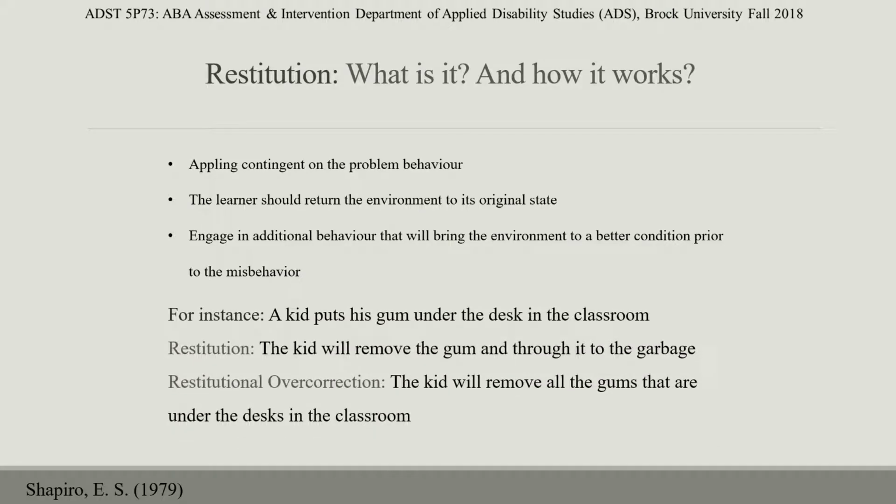When applying restitutional overcorrection contingent on the problem behavior, the learner is required to return the environment to its original state and then to engage in additional behavior that brings the environment to a condition better than it was prior to the misbehavior. Restitution helps the individual experience the effort needed to restore the damage and may cause them not to repeat the behavior because of the inconvenience of correcting or rectifying the situation.